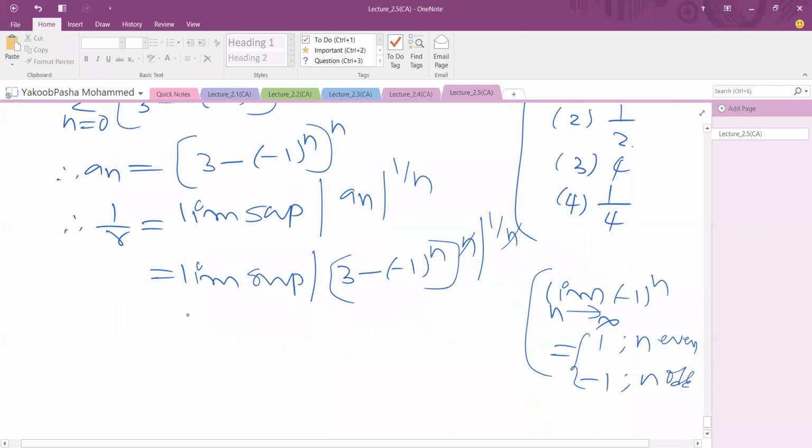So this is equal to limit supremum. I am writing one more step here. 3 minus minus 1 to the power of n. Okay. While applying, I am removing the limit here.